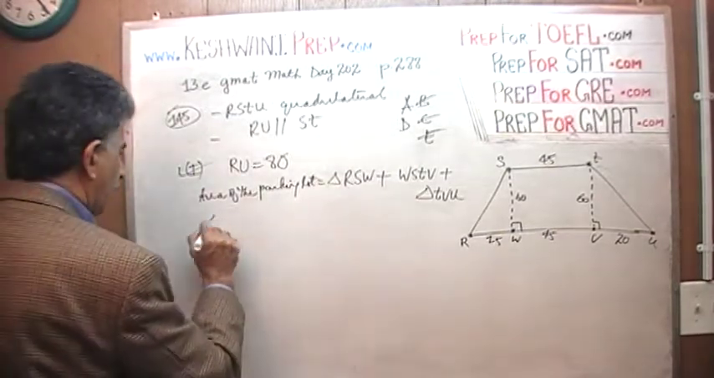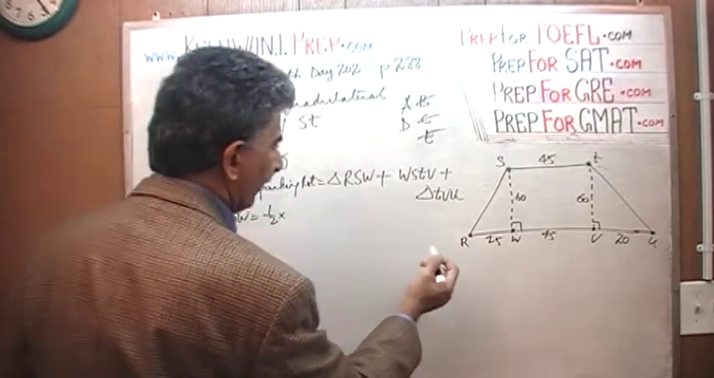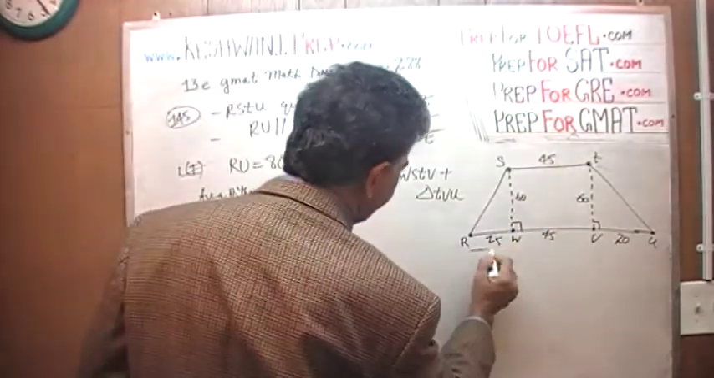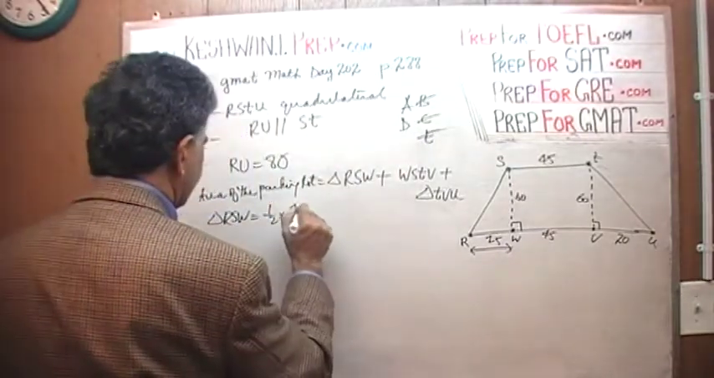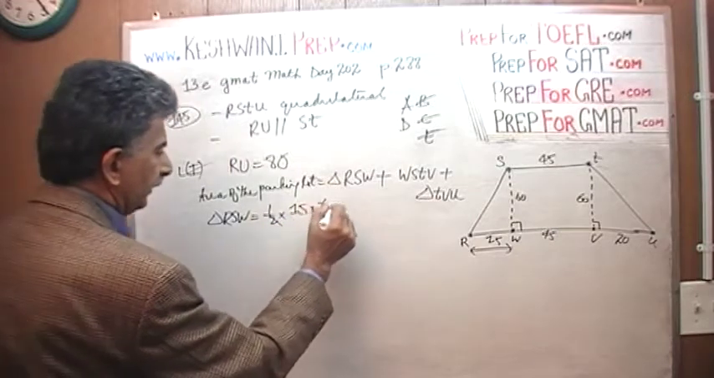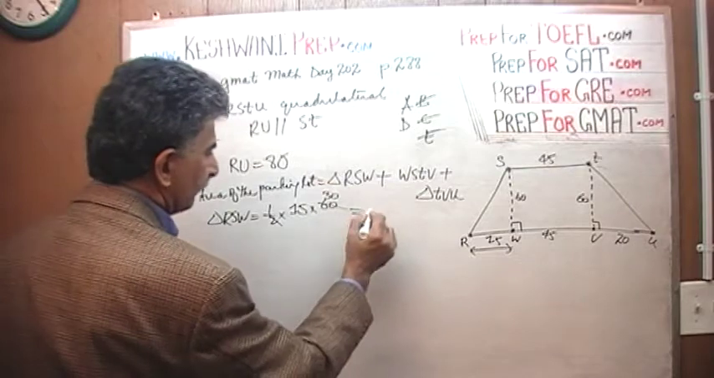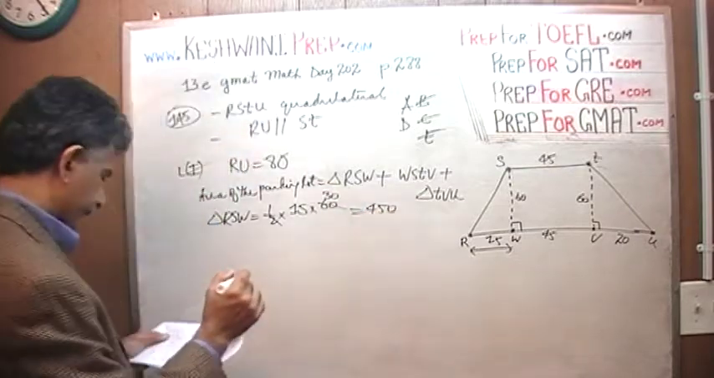So triangle RSW is 1/2 base times height. The base is 15 times height, which is 60. You cancel out 60 with the 2, and it's 15 times 30. 15 times 3 is 45, so it's 450.